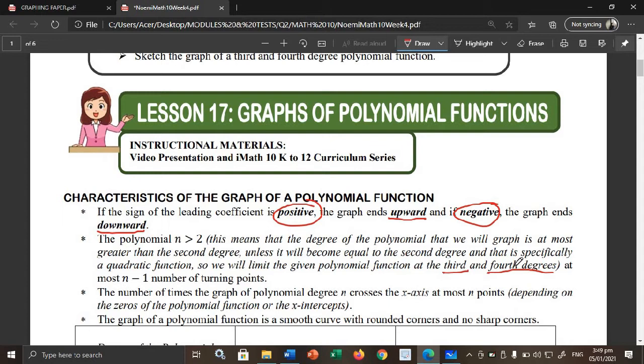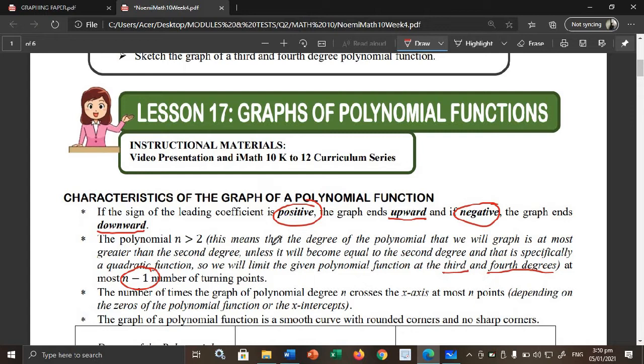And then the number of turning points is n minus 1. So it depends on the degree that is given. Let's say the given is a third degree function. So the number of turning points is 2 because n minus 1, it means degree minus 1. So 3 minus 1. Therefore, the graph will have 2 turning points. Kapag naman fourth degree yung given, you have 3 turning points kasi 4 minus 1 is equal to 3.